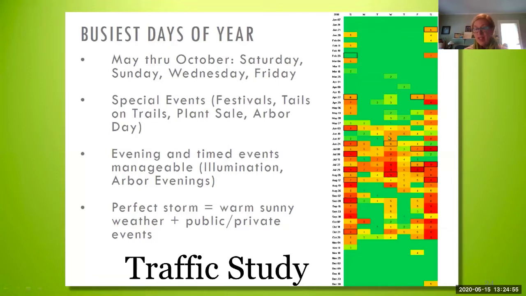And then Wednesdays, which is our discount day. You can tell it starts around Arbor Day weekend and goes through fall color, which is our busiest time of the year. They say that the perfect storm was a warm, sunny day with a lot of public and private events going on. So this traffic study did look at the number of festival days we have, the number of special events, the number of rentals, and the timing and throughput at the front entrance.